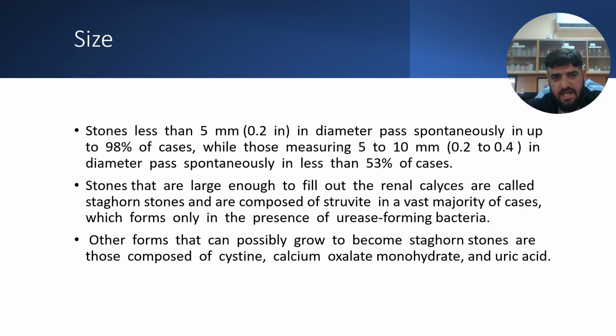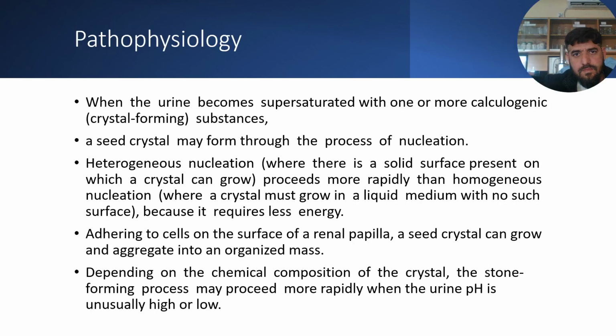Stones that are large enough to fill out the renal calyces are called staghorn stones and are composed of struvite in a vast majority of cases, which form only in the presence of urease forming bacteria. Other forms that can possibly grow to become staghorn stones are those composed of cystine, calcium oxalate monohydrate, and uric acid. The pathophysiology of renal stone is when the urine becomes supersaturated with one or more calculogenic substances.